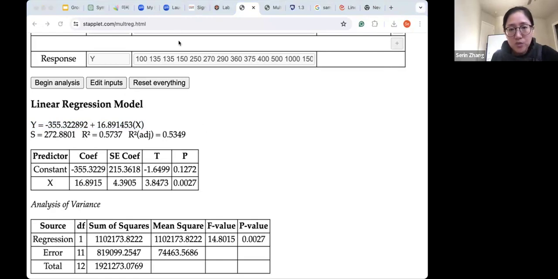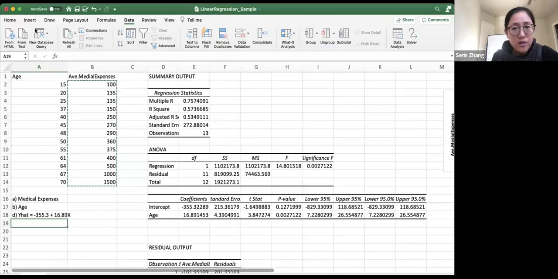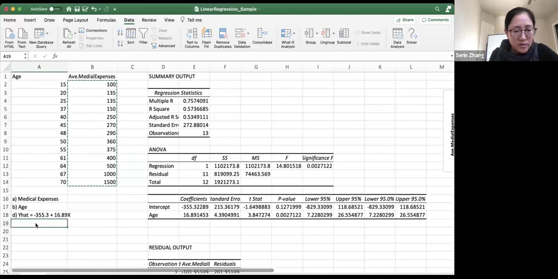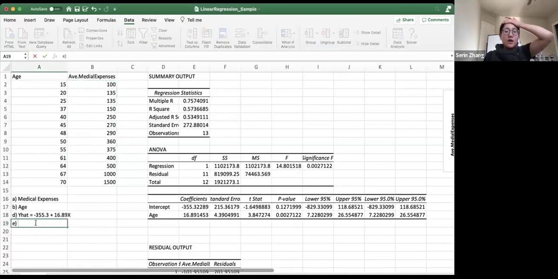Let's go back to the Excel, and what was the question for part E? Interpret the slope. Okay, let's interpret the slope. So the definition of the slope is the change, decrease or increase, in Y value per 1 unit increase in X. Let me write down the general definition first.